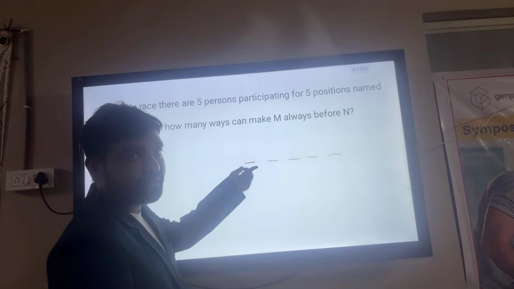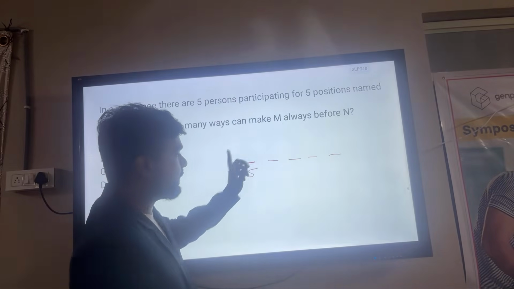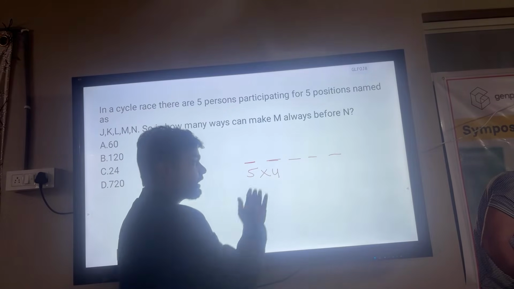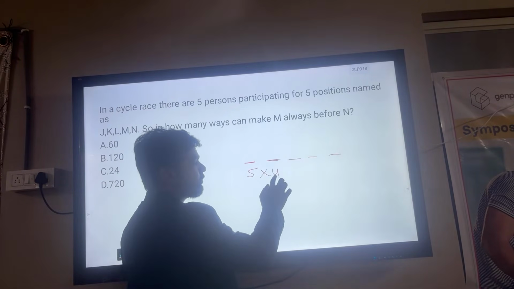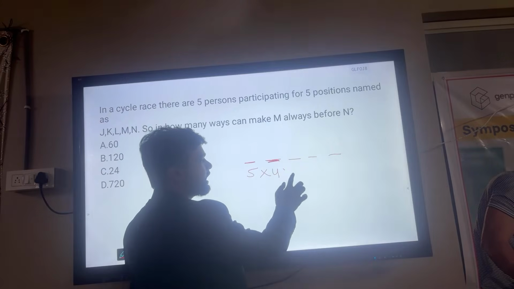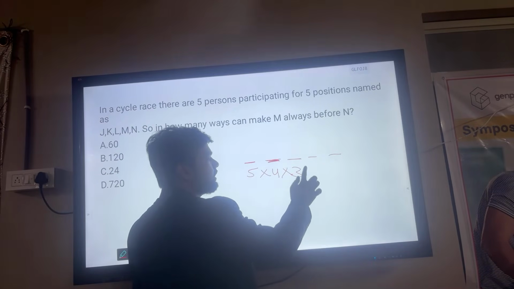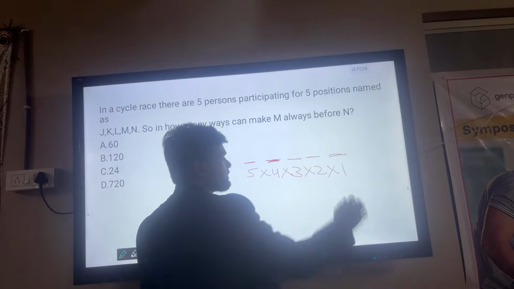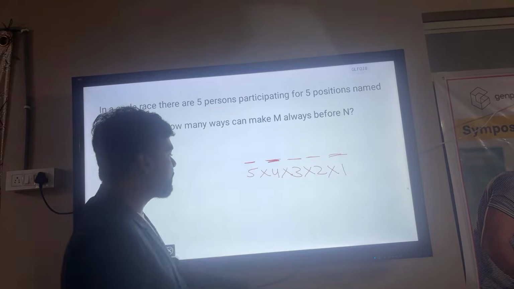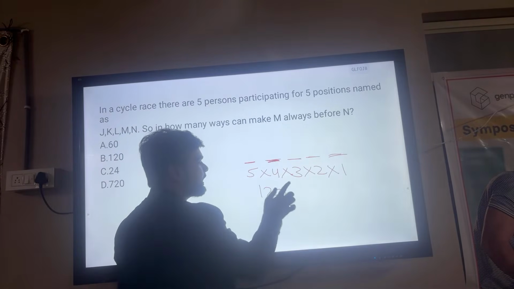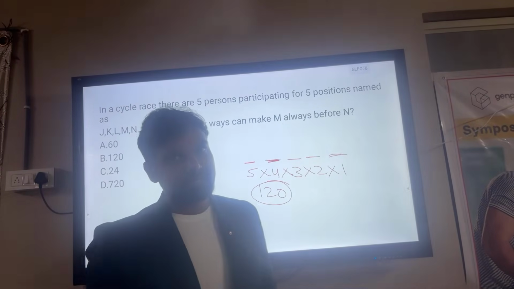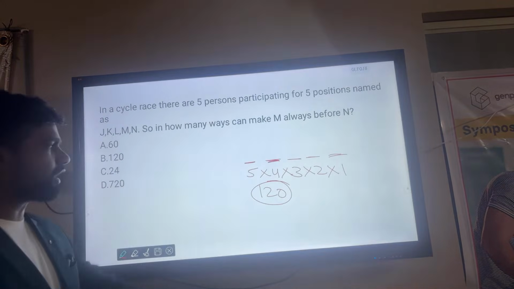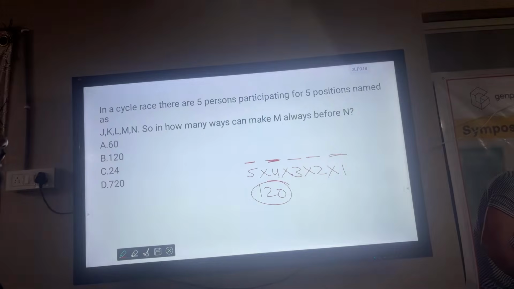Anyone can become first. If one person is in the first place, the remaining 4 persons will be for second place. And if one person out of these 4 is filled in second place, the remaining 3 will be for third, remaining 2 for fourth, and for the last there is only one chance. So totally, how many ways can you arrange them? 120 ways. Simply n factorial permutations. 5 members, 5 factorial, nothing but 120. But one condition is there.